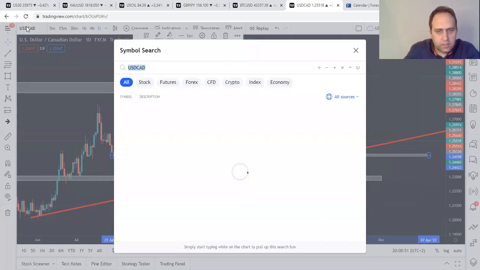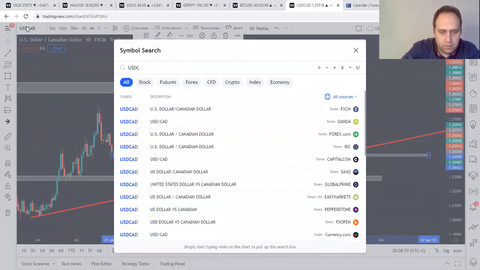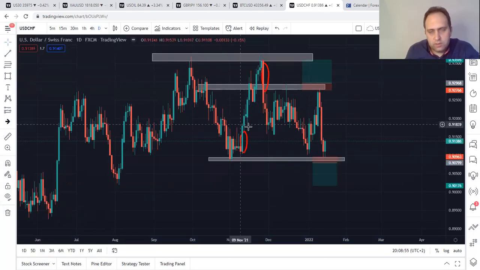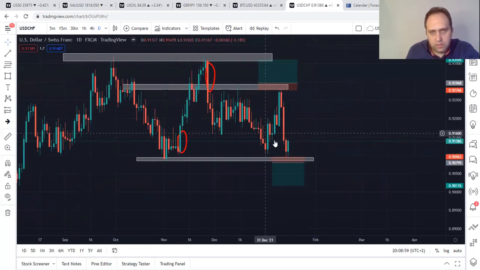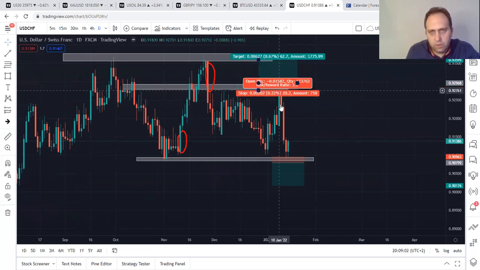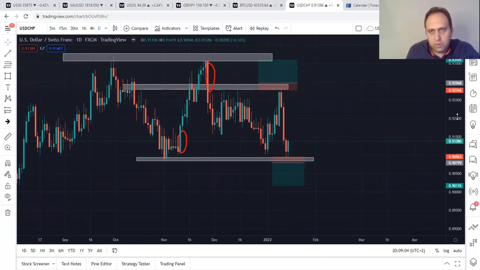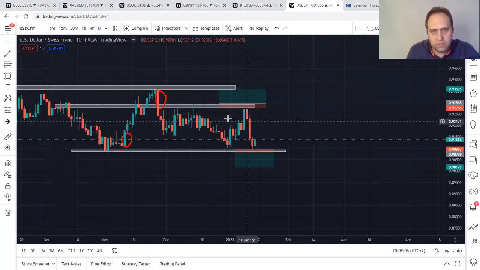So USDCHF, last trade. Wow. This was a nice sniper entry. It hit the support and then moved up after all this way down. So it was swinging up and down in the same range on our resistance and support, both of them.